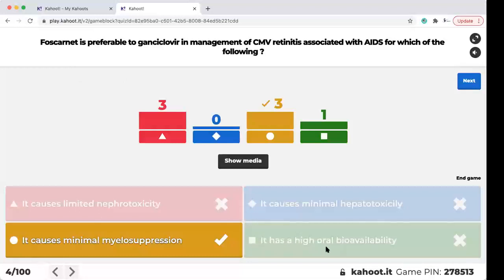It has high oral bioavailability. No, this is not a true answer. The high oral bioavailability is only for valganciclovir. It is not even for ganciclovir, it is for valganciclovir. So this is the explanation for this question.